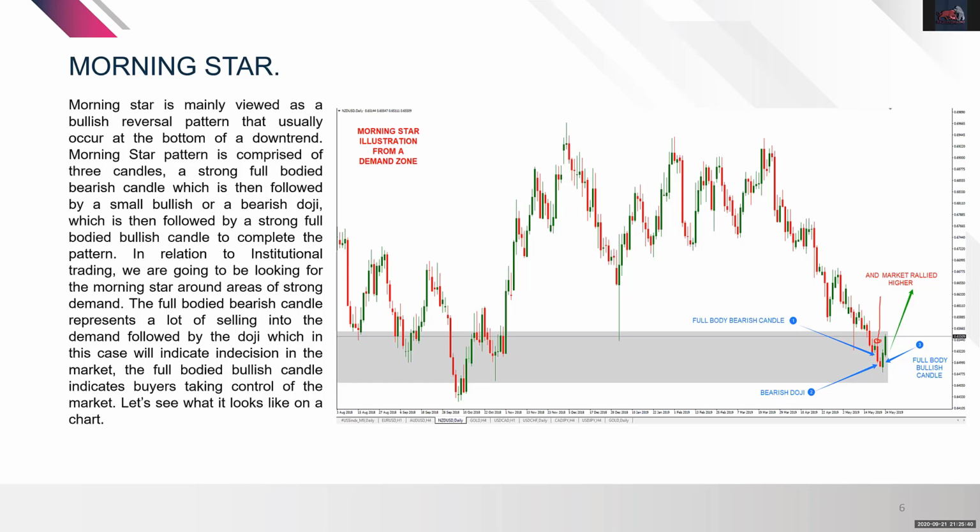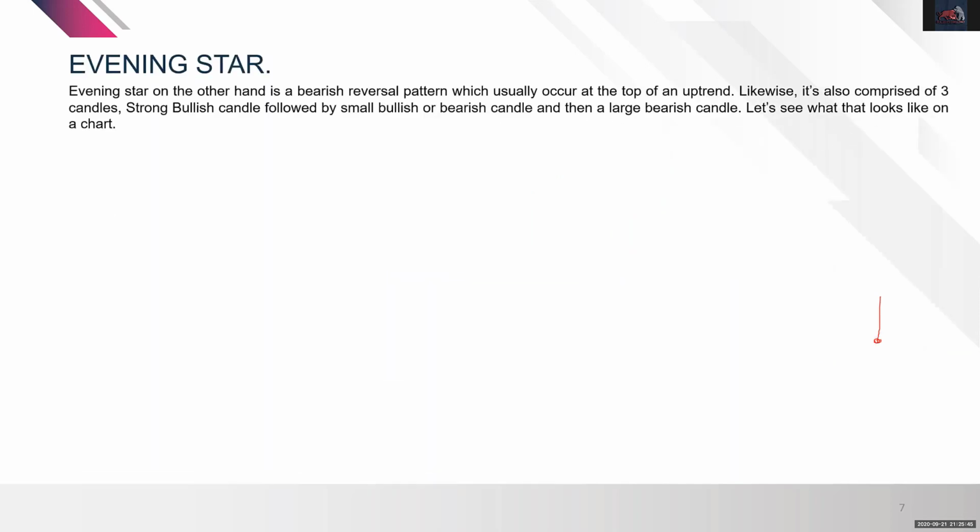Then for an evening star, it's the opposite, right? An evening star, on the other hand, is a bearish reversal pattern, which usually occurs at the top of an uptrend. That means when you are looking at a market that is overbought, or approaching a strong area of supply, then you need to be hunting for an evening star. It's not a case of hunting. You just have to read the price action, like the candlestick formations that are happening.